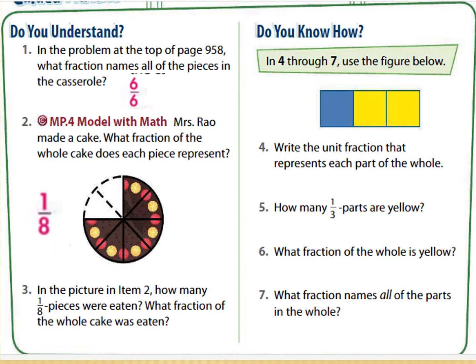Now question number 3. In the picture in item 2, how many 1 over 8 pieces were eaten? What fraction of the whole cake was eaten? Listen to me. Look at question number 2 and tell me how many pieces were eaten. Excellent. 2. So you have to write 2. After that, write the fraction for these pieces. Amazing. 2 over 8.